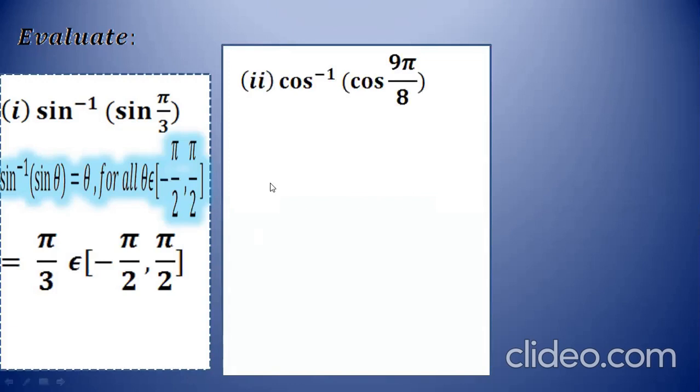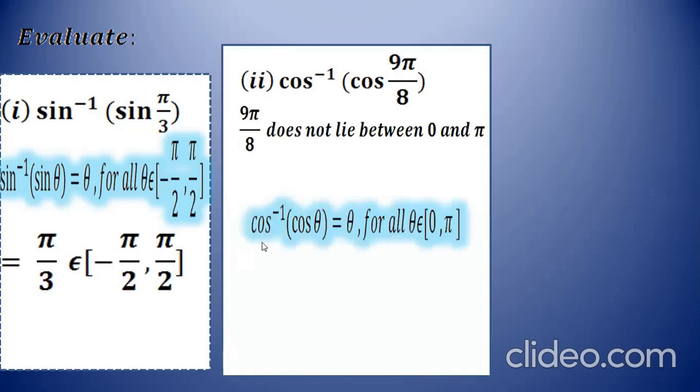In the second part, cos inverse cos 9 pi by 8. We know very well that 9 pi by 8 does not lie between 0 and pi, because we have studied this property: cos inverse cos theta is equal to theta for all theta belonging to the closed interval 0 to pi. So it cannot be equal to 9 pi by 8 because it does not lie between 0 and pi. So we have to make some changes in 9 pi by 8.